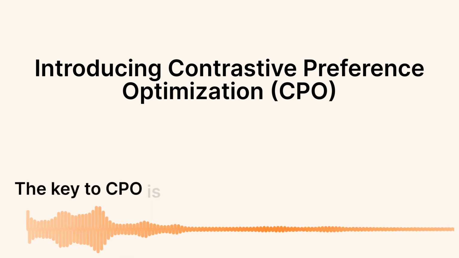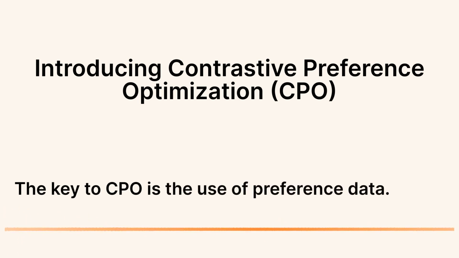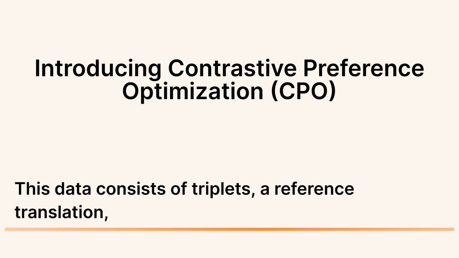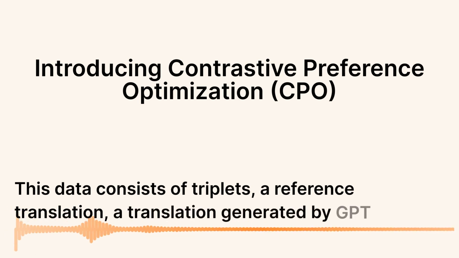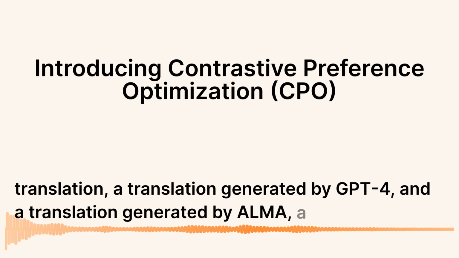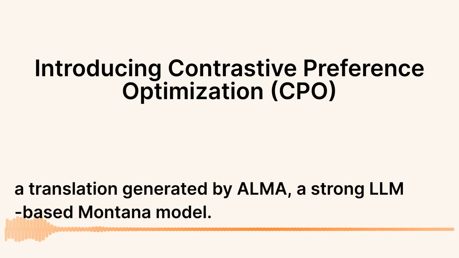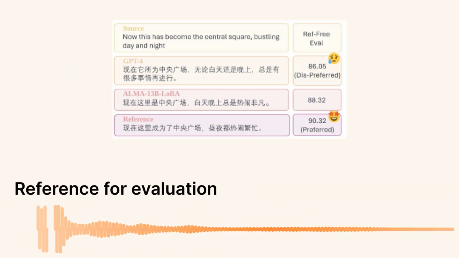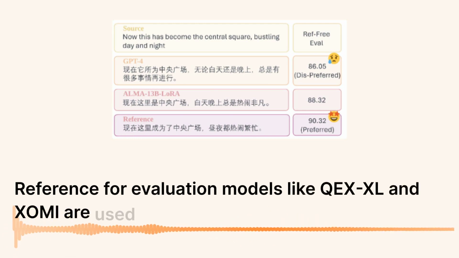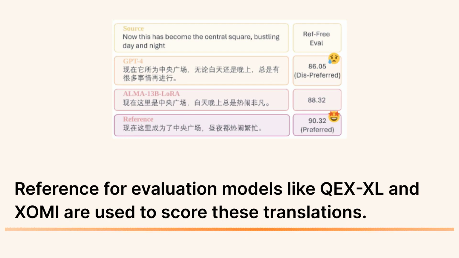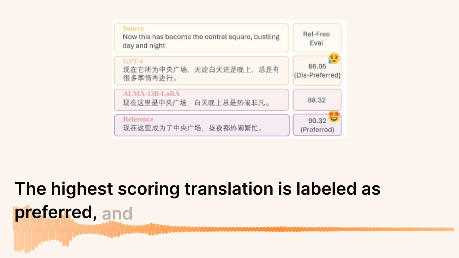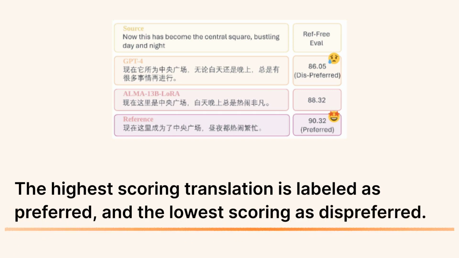The key to CPO is the use of preference data. This data consists of triplets: a reference translation, a translation generated by GPT-4, and a translation generated by ALMA, a strong LLM-based MT model. Reference-free evaluation models like KIWI-XXL and XCOMET are used to score these translations. The highest scoring translation is labeled as preferred, and the lowest scoring as dispreferred.